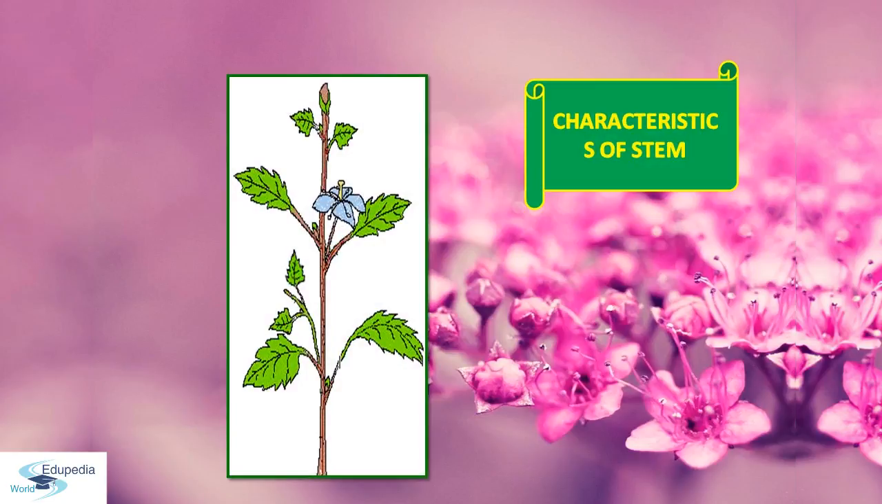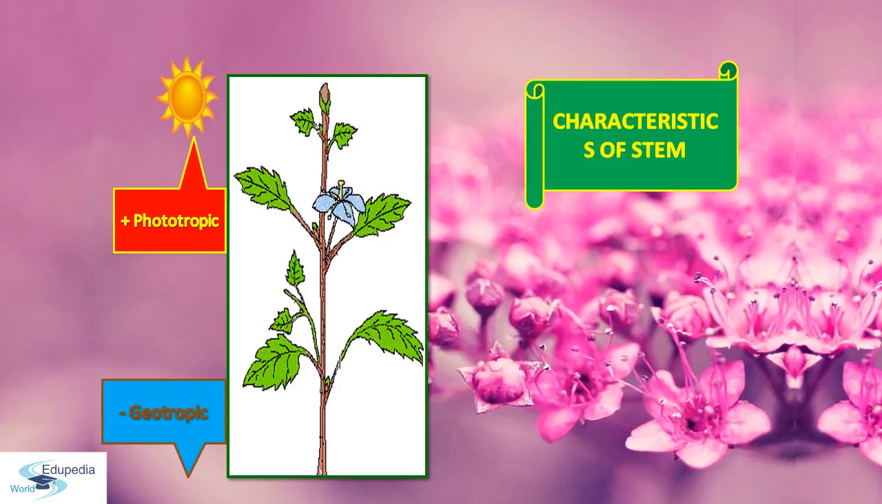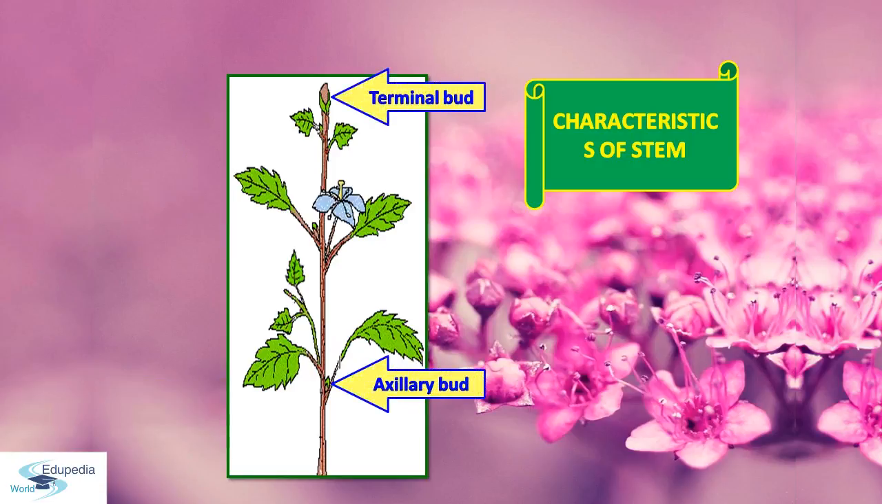Now we'll be studying the characteristics of stem. Okay, it is positively phototropic. Why? Because it grows towards the sunlight. But it is negatively geotropic. See, this negative sign means that it is growing away from gravity. So it is negatively geotropic. So these are the two characteristics of a stem.